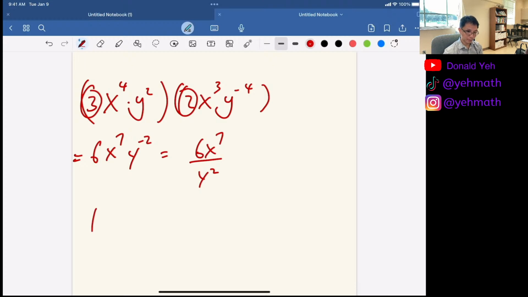Let's try another one. So 4x to the negative 2, y to the negative 5, times 2 to the x to the 5, y to the 2.